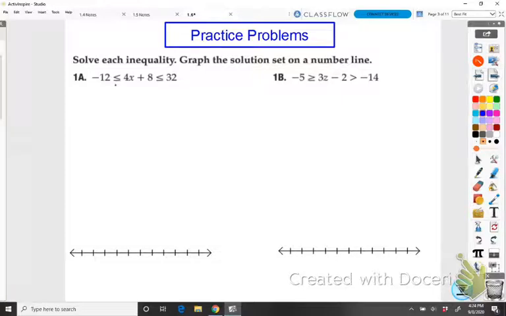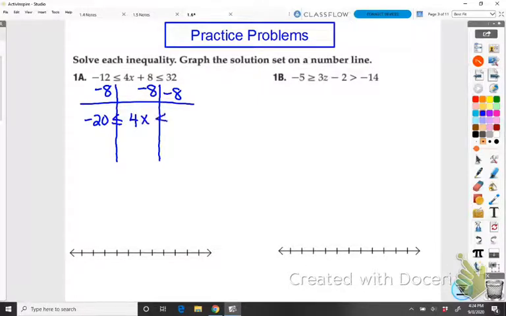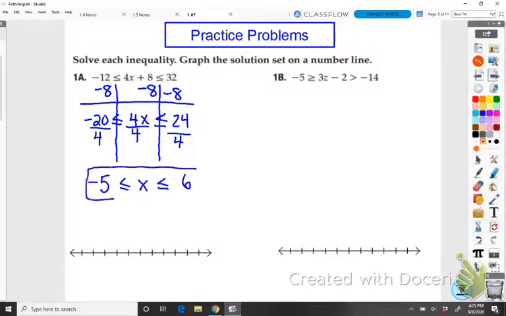1a, again, I'm going to drop my little divider lines and focus on the middle. My first step is subtracting 8 three times. So this is going to be negative 20 is smaller than or equal to 4x is smaller than or equal to 24. Focus on the center, 4x. I need to divide all 3 pieces by 4. You get negative 5 is smaller than or equal to x is smaller than or equal to 6. So that is your 3-part answer.